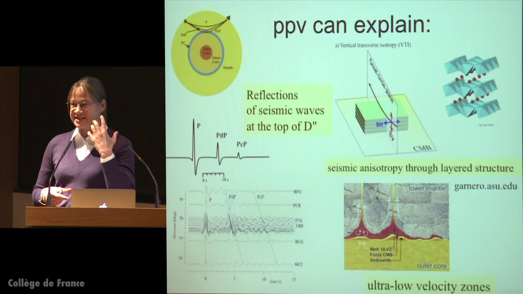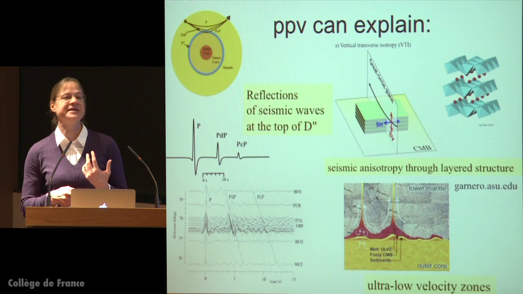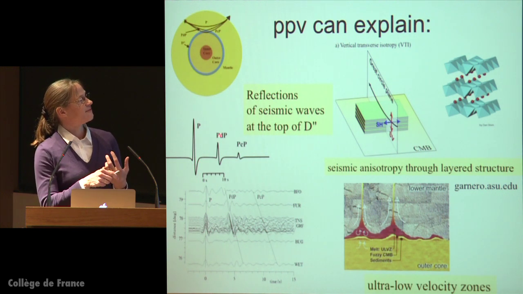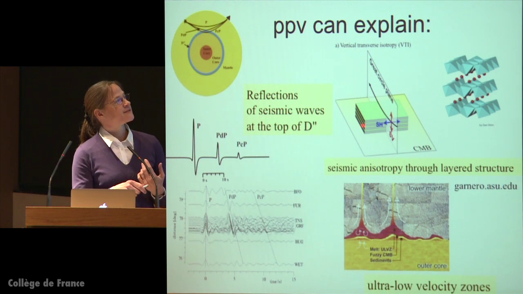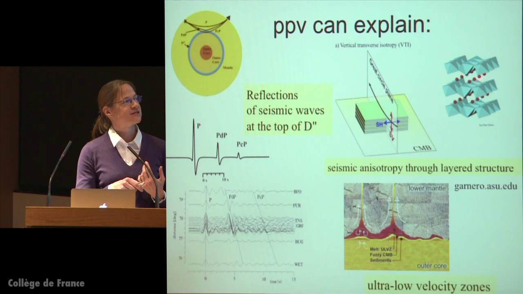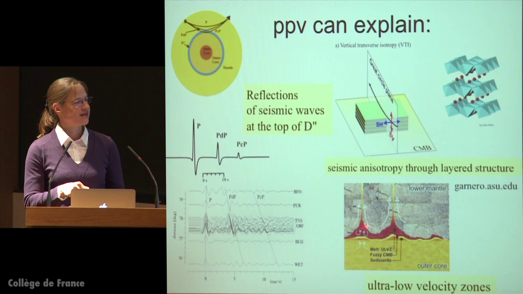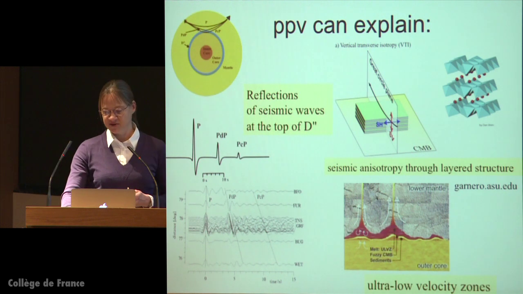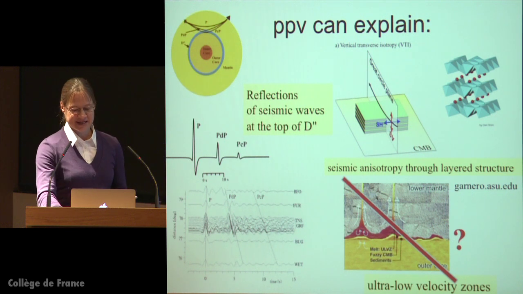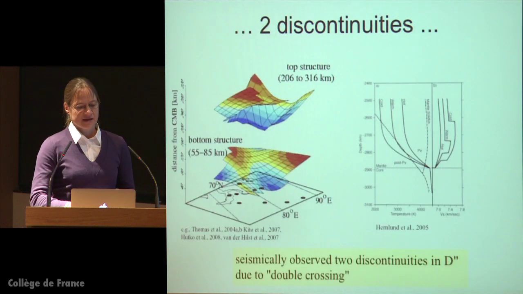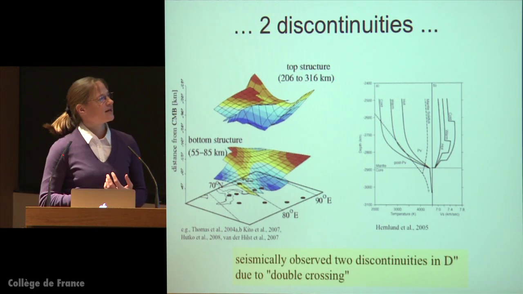But the seismologists were all very happy when post-perovskite was found because it could explain so many different things. It could explain this reflection of the double prime because of the density contrast. It could explain anisotropy in the lower mantle because of the layered structure. And there were studies that it could explain the ultra-low velocity zones, but I figured out yesterday that it may not be the case because it would all be molten down there. But what it can explain is the two discontinuities, and Dan already hinted on that earlier.